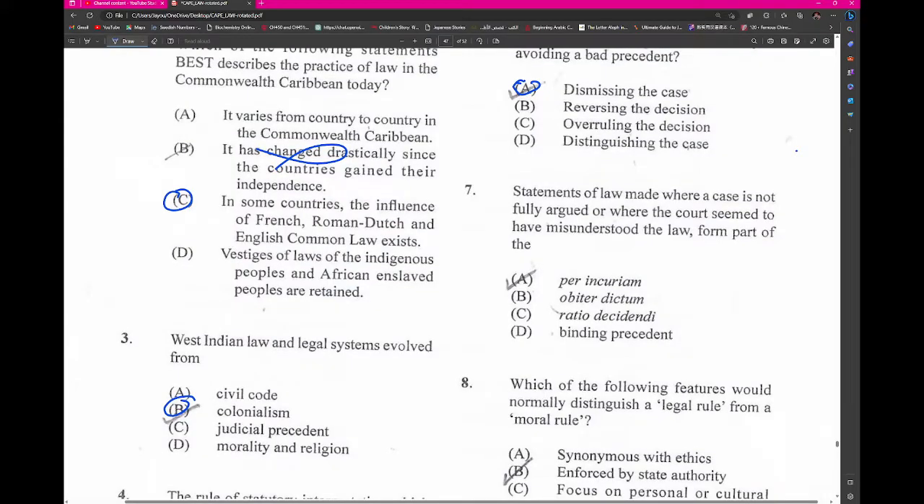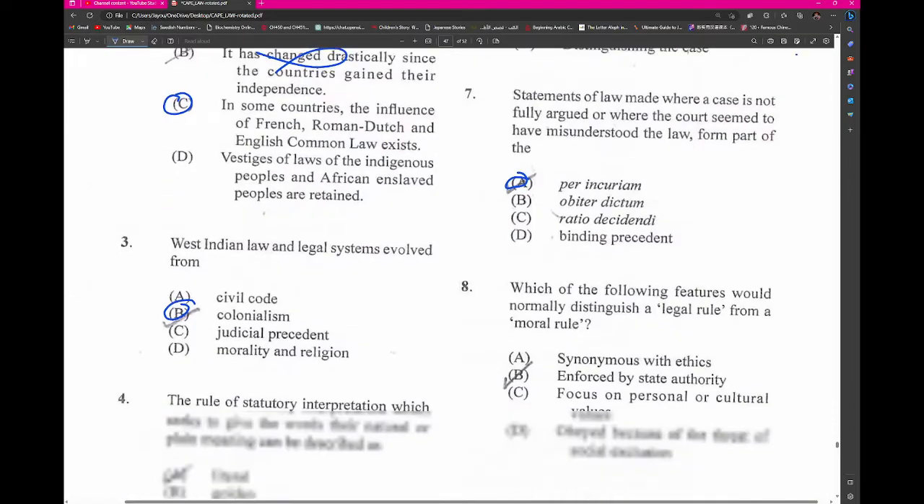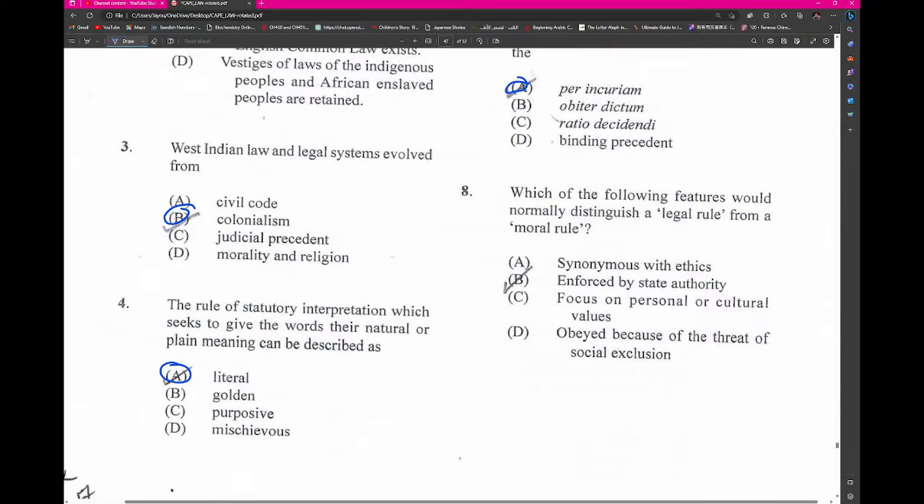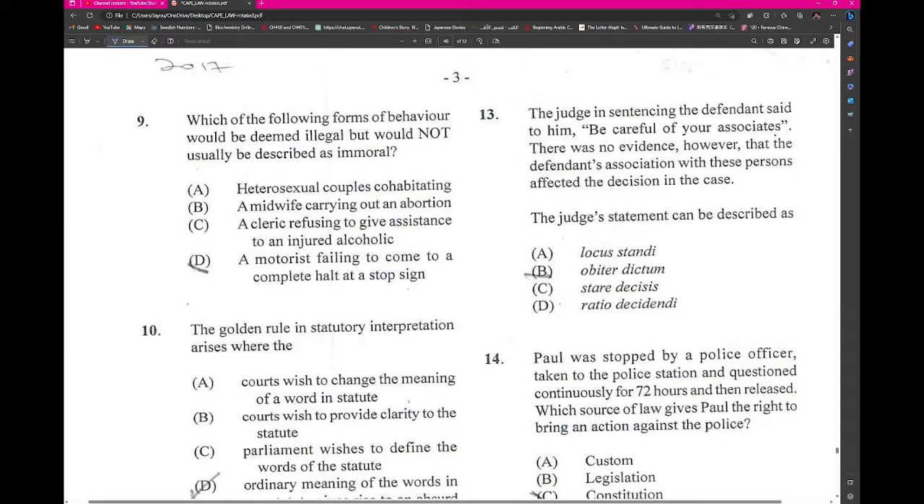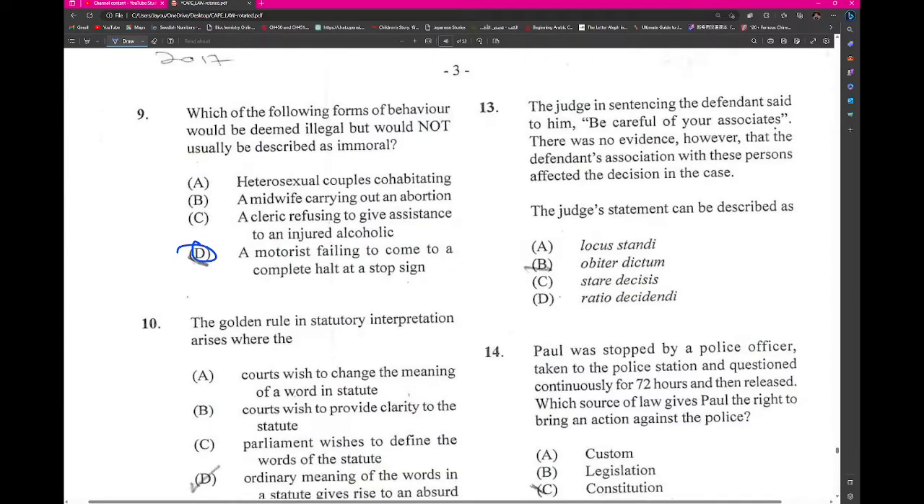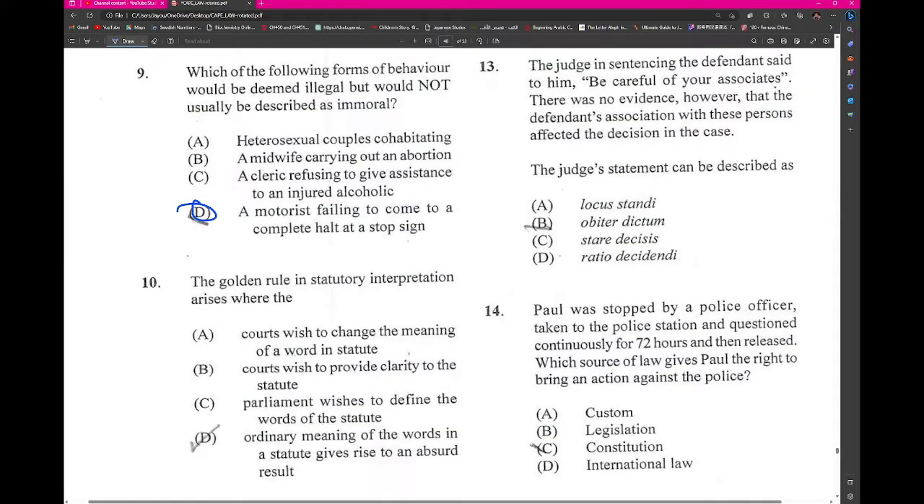Number 7. Statements of law made where the case is not fully argued. This would be per incuriam. Which of the following features would normally distinguish a legal rule from a moral rule enforced by state authority? Alright, so that is that. Number 9, which of the following forms of behavior would be deemed illegal but not usually be described as immoral? Right, so this would be a positive thing. So motorists failing to come to a complete halt at a stop sign, that would be illegal but not immoral.